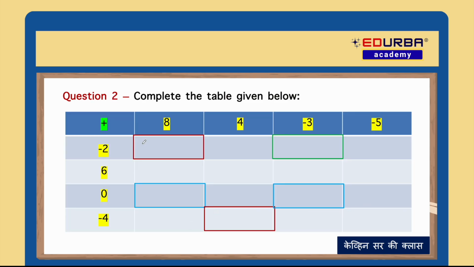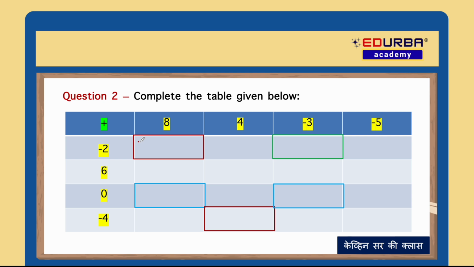Now here we have a table which you have to fill. Some numbers are given in this one column, whereas some numbers are given in this one row, and the plus sign is given. That means we have to add the combinations of these numbers. So I'm going to solve some of the combinations for you, and the rest of them I'm just going to show you the answer. You can practice them on your own also.